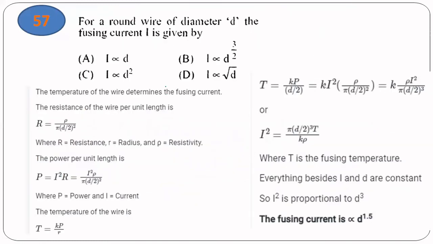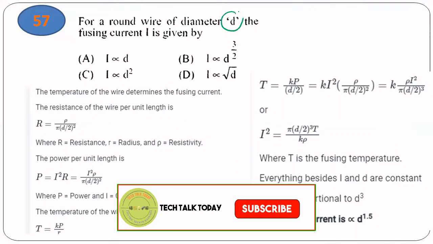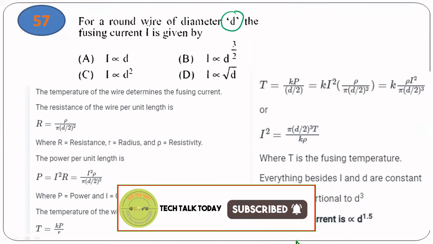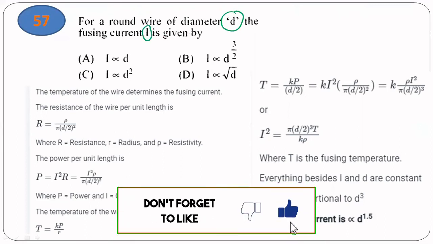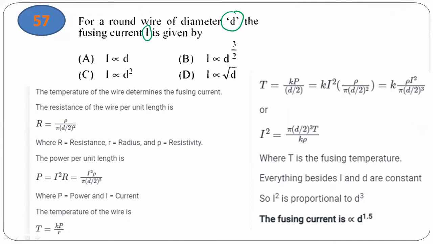Next is about a basic concept of an electrical wire which has a diameter D, and the fusing current is given by. Okay. So for a round wire of diameter D, the fusing current is given by each of the following options available here. Right? We know that the resistance of the wire.